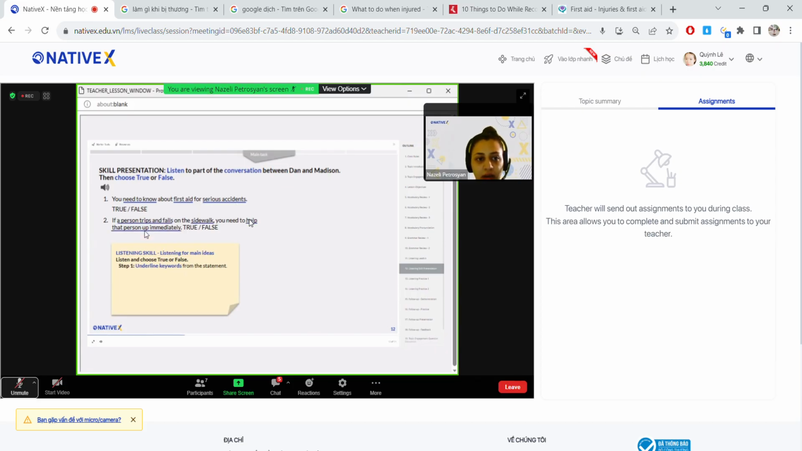Then, in the second one, the keywords are a person trips and falls, sidewalk, help that person up immediately. Step number 2, listen, pay attention to the keywords, and we're going to listen to the recording once now, guys. Let's listen together.